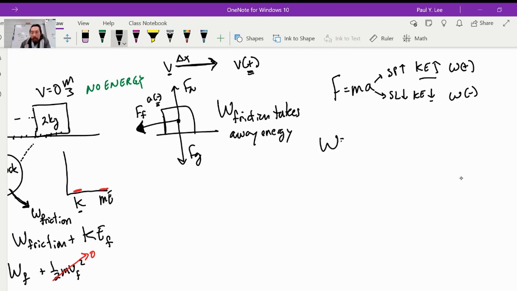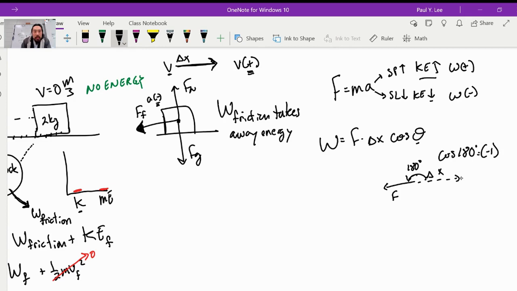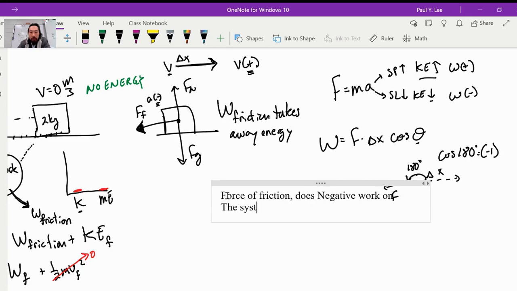And also, if you want to take a look at the formula, this theta, so if this is our displacement vector, and here this is our force vector, this angle right here, this is 180. Cosine of 180 gives you -1. So that -1 shows us that here we will have negative work. All right, so we can say in a statement, we will say force of friction does negative work on the system.